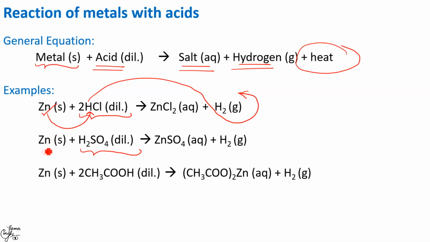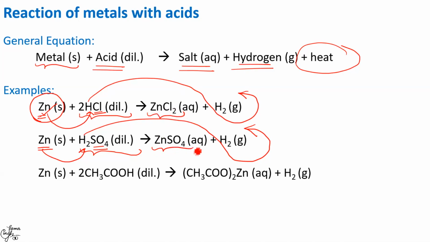You can see here, zinc is going to displace hydrogen and that hydrogen is going to be liberated or evolved as hydrogen gas. The metal combines with the remaining part of the acid. So hydrogen is released as hydrogen gas. The remaining part is Cl here and SO4 here, to form the corresponding metal salt, zinc chloride and zinc sulfate respectively.